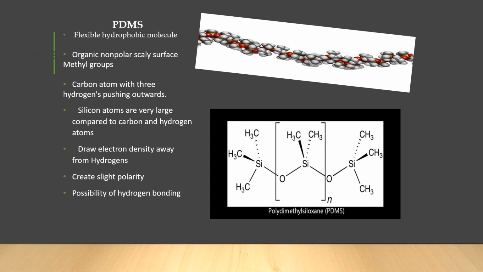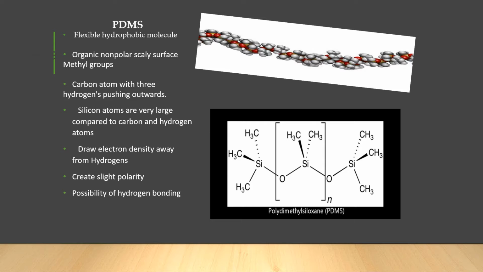So what is PDMS? PDMS is a clear organic polymer with a relatively simple repeating section of C2H6OSi, and it forms the simplest of the family of polymerized organosilicon compounds, loosely referred to as silicones. And it's found in many things.